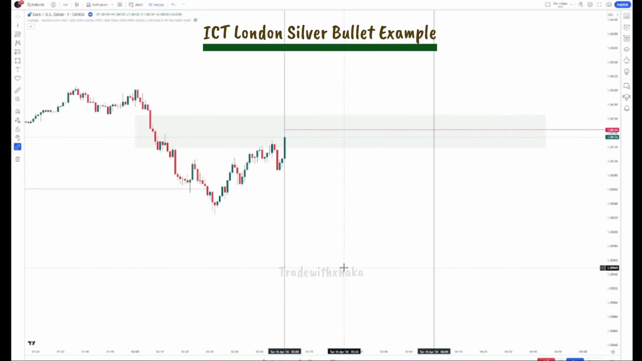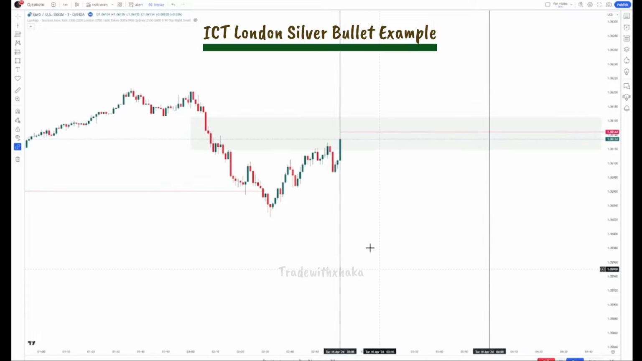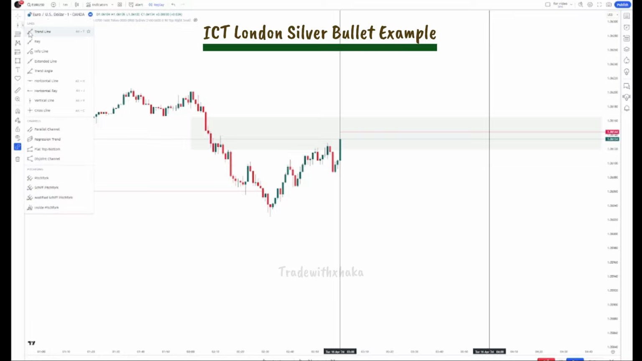Beautiful. We are now in 3 o'clock a.m. Silver Bullet time. So everything now is volatile. What are we looking for? We're looking for a market structure shift and a fair value gap for our entry. But if you notice here, we have a market structure shift before the Silver Bullet time. You understand?